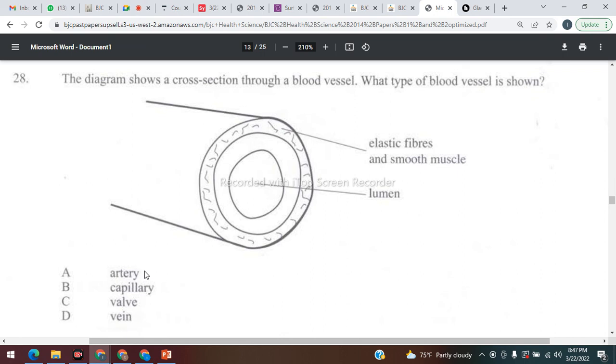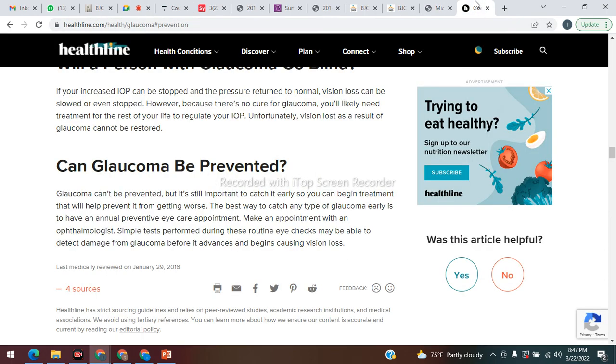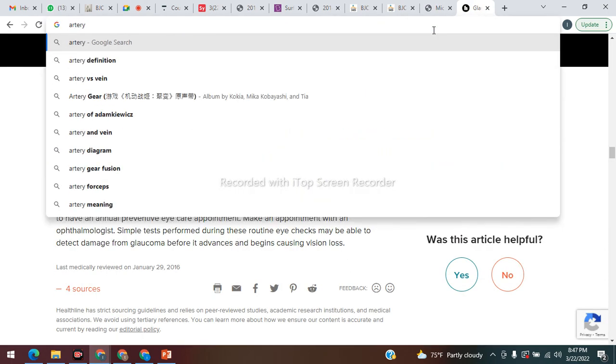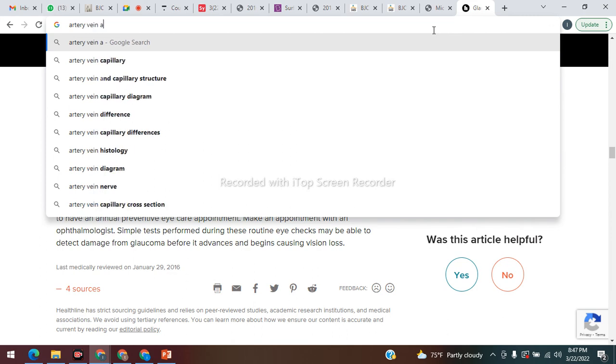A vein is a blood vessel that has a large lumen and it has valves. But an artery has thick, elastic, muscular walls and a small lumen. A capillary is one cell. So those are the differences between the artery, vein, and capillary.